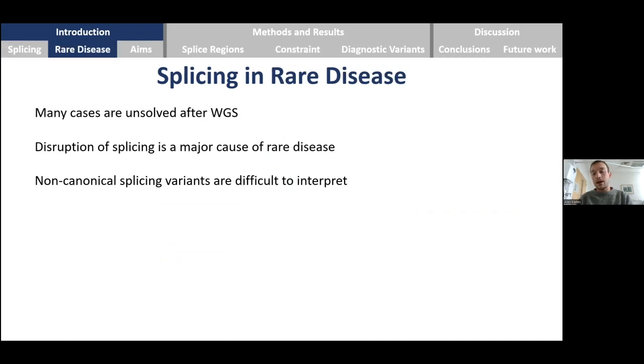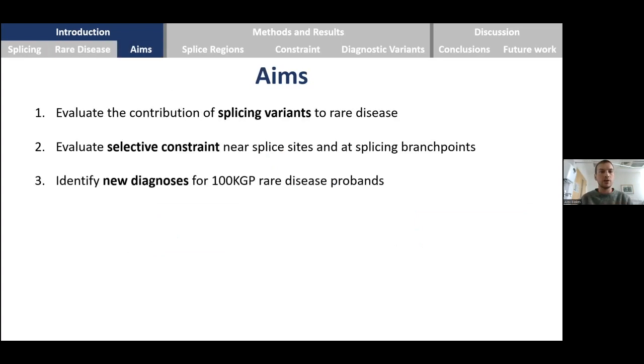And most people in this audience will recognize that many patients with rare genetic conditions don't receive a diagnosis even after extensive testing, such as whole genome sequencing. And it's increasingly being understood that splicing can be a major cause of rare genetic diseases, particularly through a loss of function mechanism. But one of the difficulties with splicing variants is their clinical interpretation, and that's particularly true for those splicing variants which fall outside of those canonical dinucleotides that I showed you earlier.